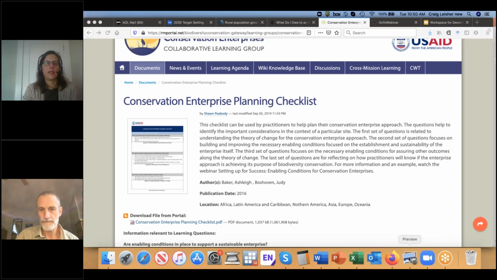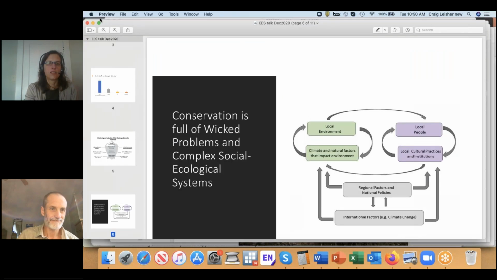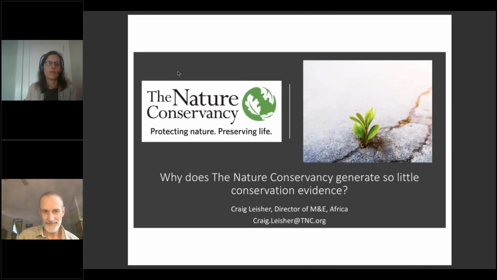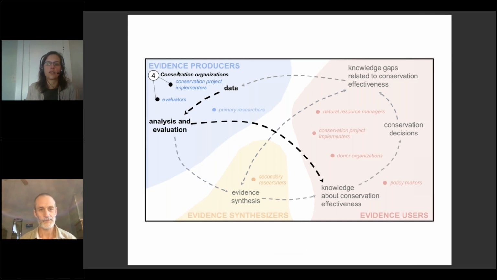Our next speaker will be Craig Lesher. Craig is the Director of Monitoring and Evaluation for the Nature Conservancy's Africa region, where his work focuses on measuring socioeconomic and ecological outcomes from conservation initiatives. At TNC, he led the development of a regional monitoring and evaluation system and designed a dashboard to communicate key management metrics for use in evidence-based decision-making. Craig will share a perspective from the point of view of a conservation organization and their potential role as evidence producers. His talk will explore some of the major challenges to doing monitoring and evaluation and how the Nature Conservancy is beginning to address them. Thanks, Craig.